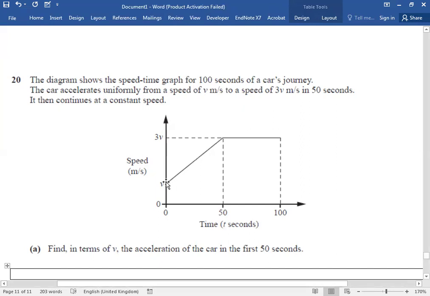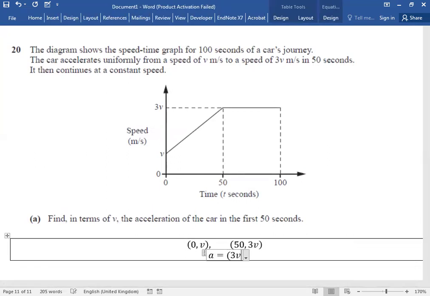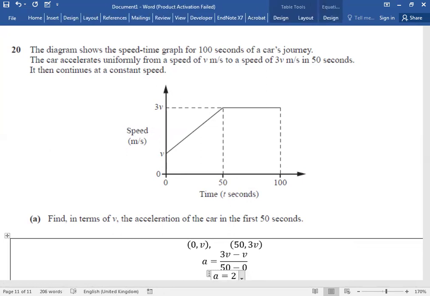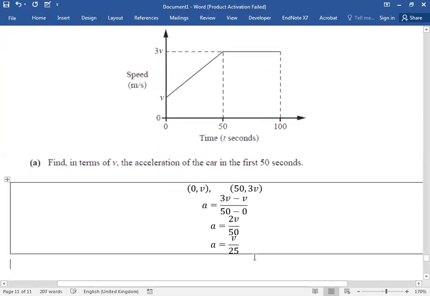To find the gradient, let's take coordinates. Take 2 points: one is 0, v and the other is 50, 3v. So gradient is acceleration, y2 minus y1 upon x2 minus x1, which is 2v upon 50, v upon 25. This is your acceleration in the first 50 seconds. We took these 2 points. Do it by writing. You look at the board and you believe you'll be able to do it in the exam. Trust me, you won't.